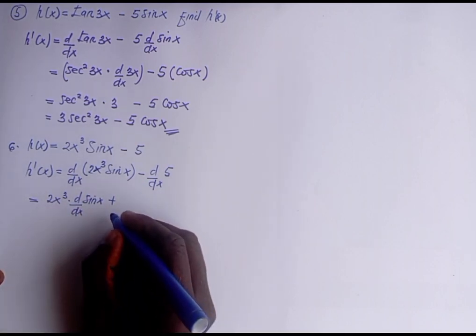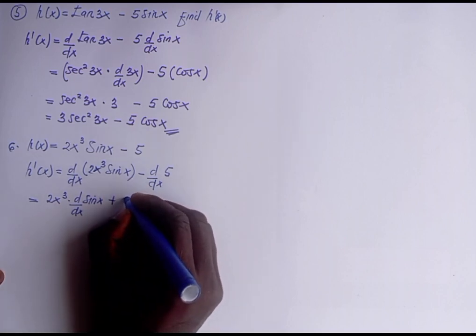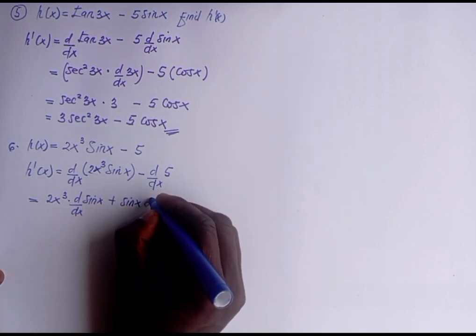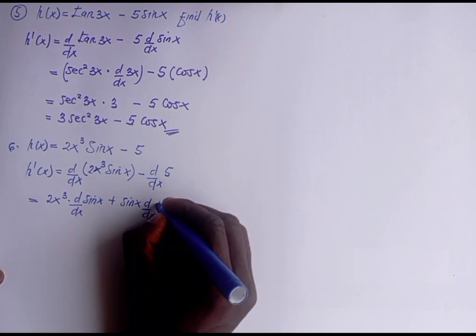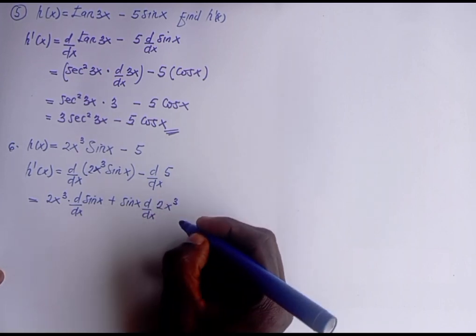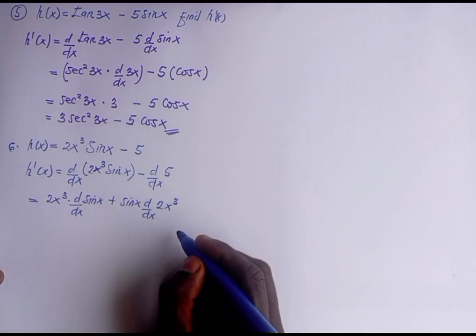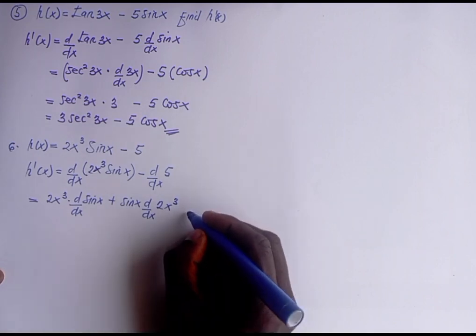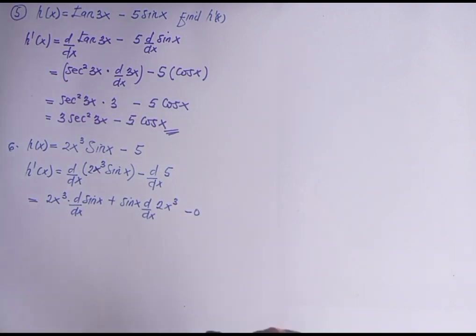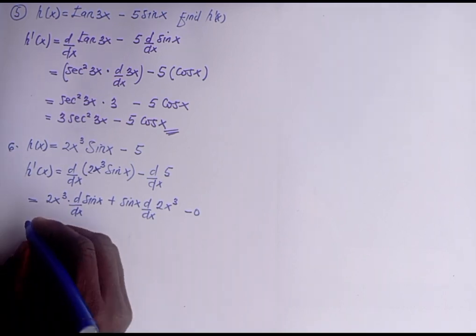then plus, we keep the second function, which is sine x, multiplied by the derivative of the first function, 2x cubed. And then when we differentiate 5, we are getting what? 0. That the derivative of a constant is 0.